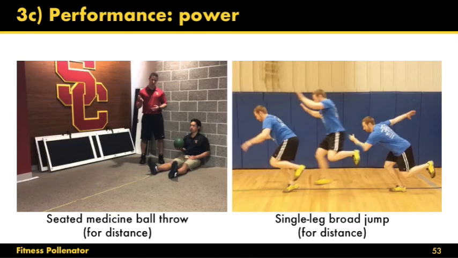For power, I might look at a seated medicine ball throw for distance or a single leg broad jump for distance. You could also do a double leg broad jump or you could do a vertical jump. These are giving me opportunities to look at how the person moves quickly, so at high velocity, which we know differs from low velocity or slow movements. And then in addition to just noting those distances, I'm also noting the quality of movement.